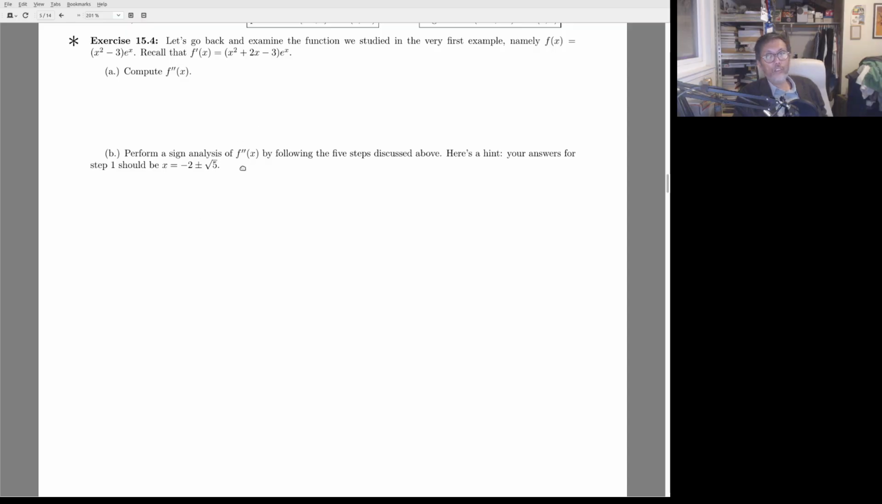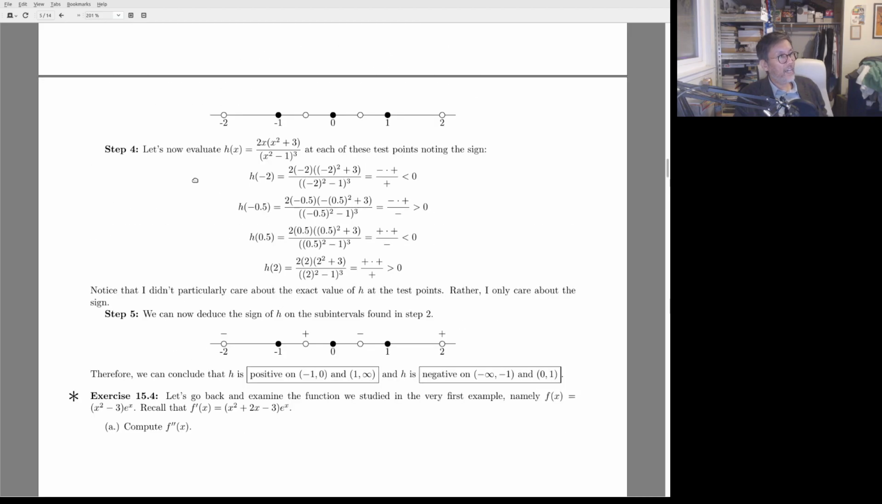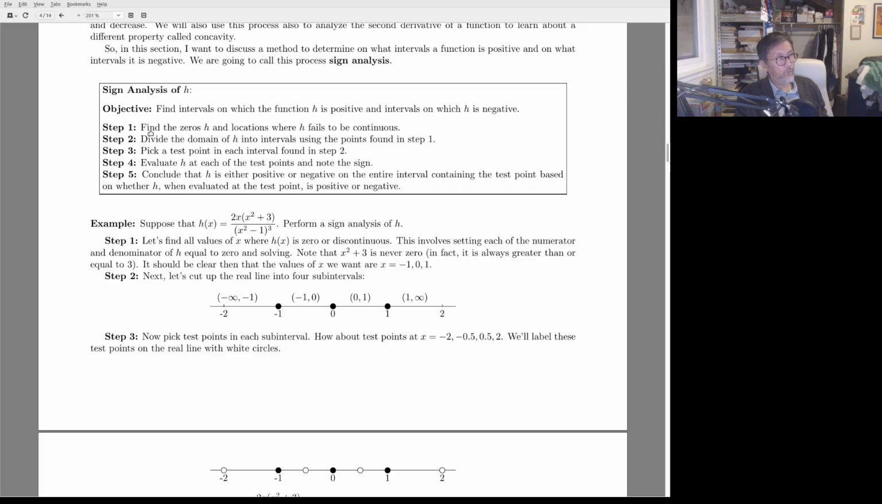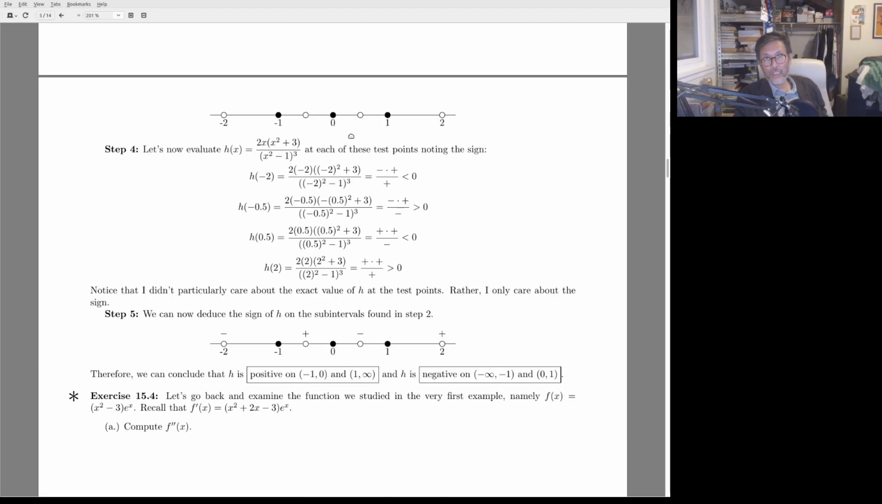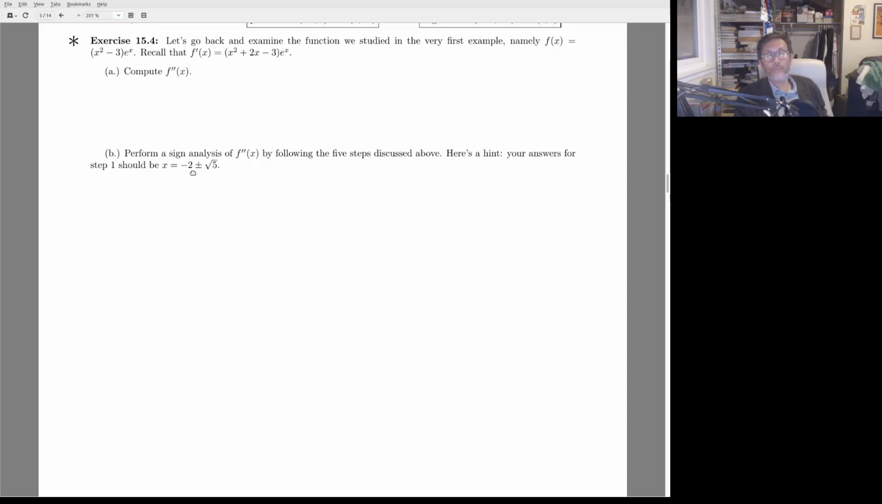Then I want you to do a sign analysis of the second derivative. Okay? That's here. And when I say that your answers for step 1 should be these numbers, what I mean is that step 1 of your sign analysis, where you're trying to find the zeros of the function and the places where it fails to be continuous, those should correspond to these points here. And I'm pretty sure you're going to need to use the quadratic formula to find those roots. Okay, so have fun with that.